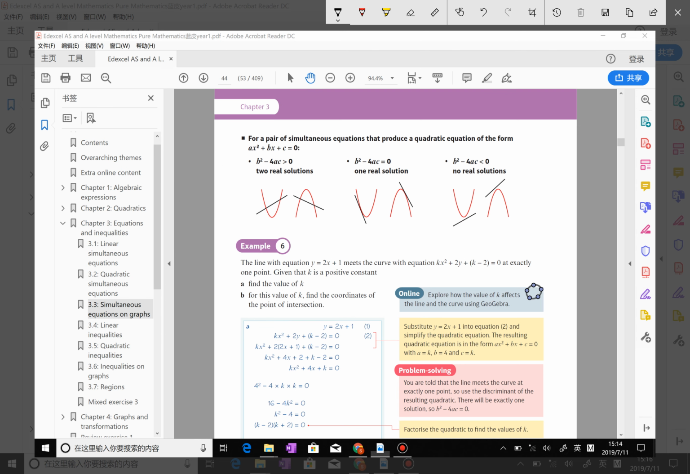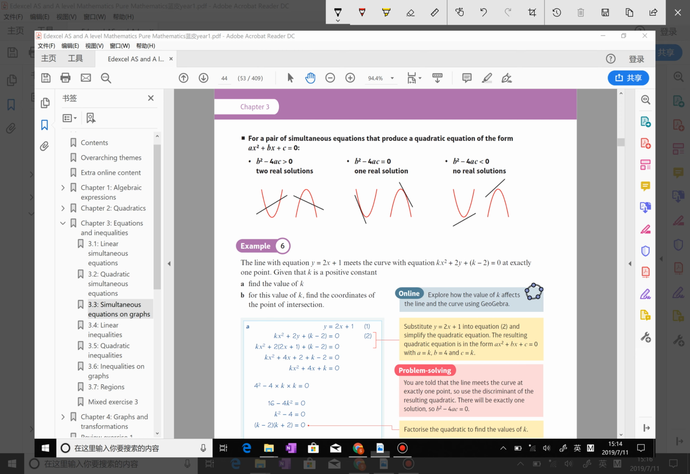So let's look at the book. For a pair of simultaneous equations that produce a quadratic equation, if b squared minus 4ac is greater than 0, there are two real solutions. It could be a greater than 0 or a less than 0, there are still two. Also, there's only one solution, which is one situation. If the discriminant is less than 0, there are no real solutions.